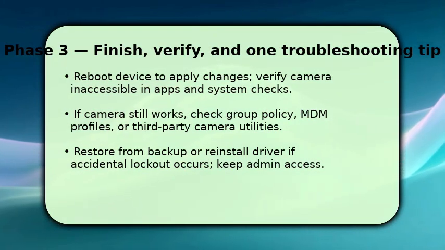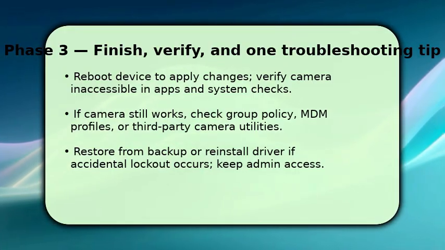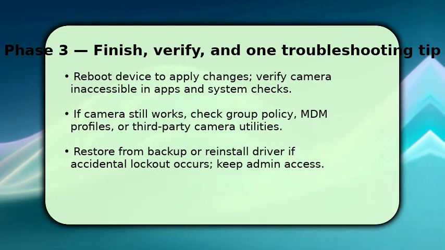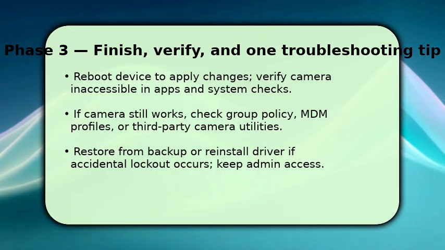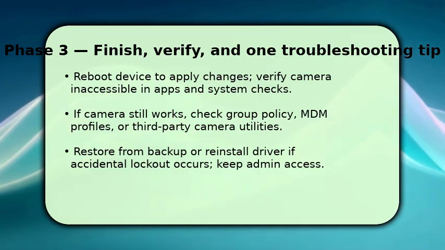You finish by rebooting the device to ensure all service and driver changes take effect, then verify in multiple apps and a system camera test that the camera is disabled. If it remains active, check group policy, MDM profiles, or third-party utilities that can override settings.